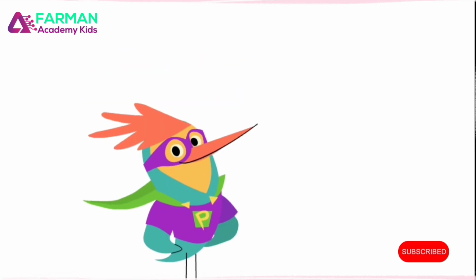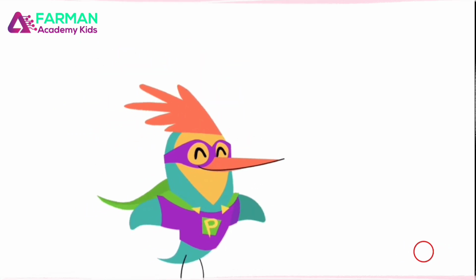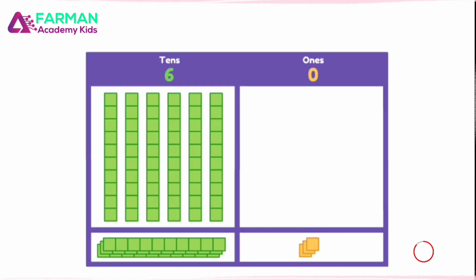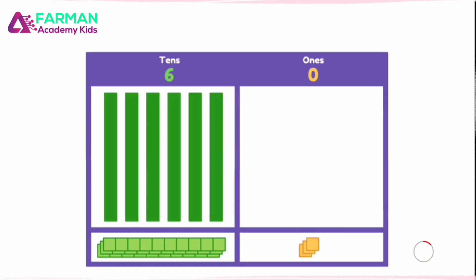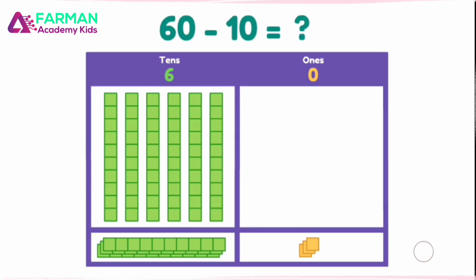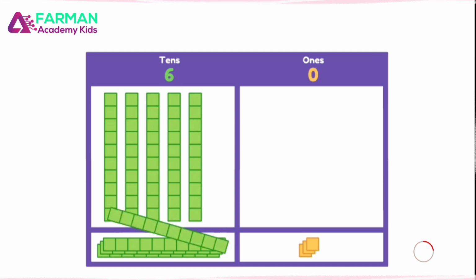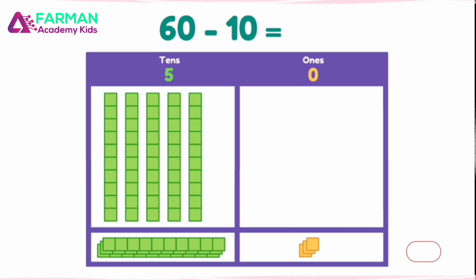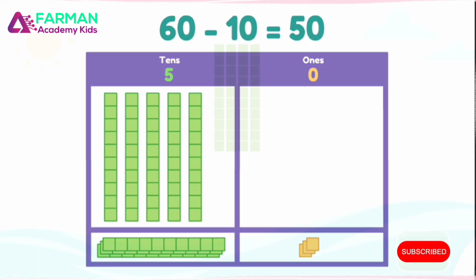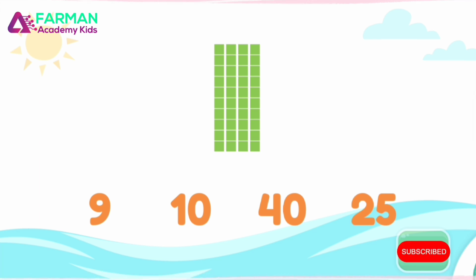Super Pack here! Let's solve this equation! We have 60 blocks, which equals 6 rods. We are subtracting 10 blocks, which equals 1 rod. What is 60 minus 10? This is the tens place. Since we are subtracting one group of 10 from 60, let's remove 1 rod and subtract 1 from the tens place. 60 minus 10 is 50.